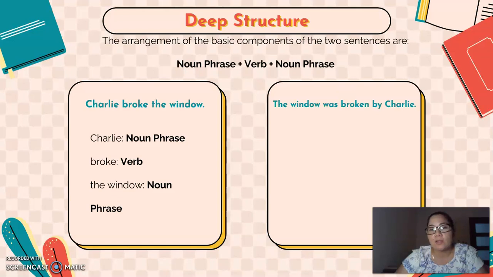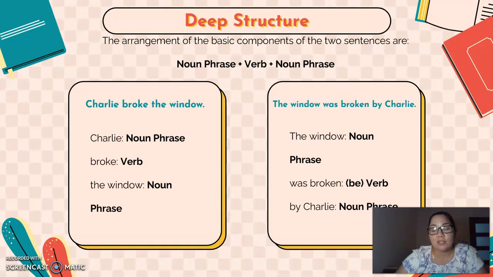And on the second one, the window was broken by Charlie. The window is the noun phrase. Was broken, we have the be auxiliary plus verb. And we have by Charlie, which is the noun phrase. As you can see, the words have a different arrangement in both of the sentences. However, the basic components of the sentence stayed the same.